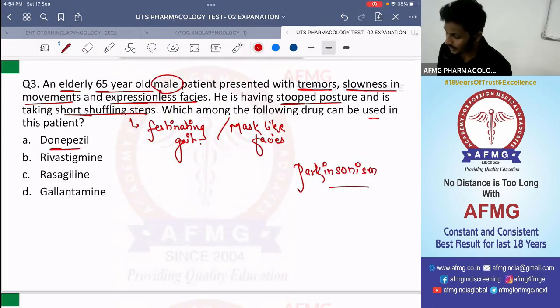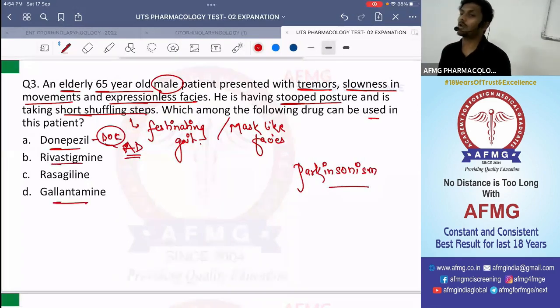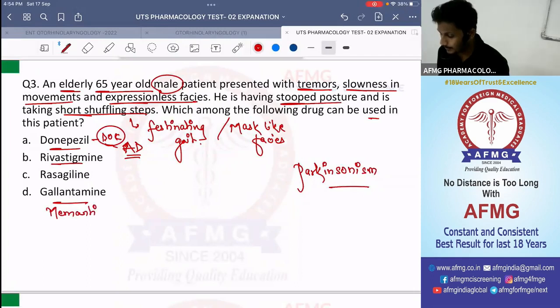Donepezil, we know it is the drug of choice for Alzheimer's disease. It is a cholinergic drug and therefore used in cases of Alzheimer's disease. Rivastigmine and galantamine are also drugs used in Alzheimer's disease. One more drug that we use in Alzheimer's is called memantine. But rasagiline is a drug which can be used in cases of Parkinsonism. The other drug in this group is selegiline.